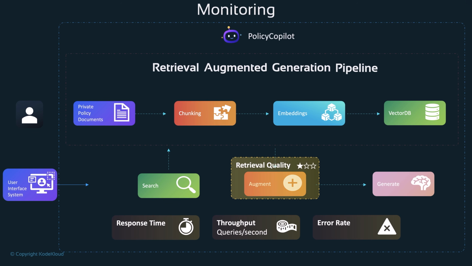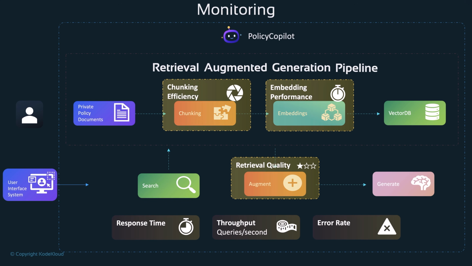Retrieval quality measures how relevant the returned chunks are to the user's question. Embedding performance tracks how long it takes to generate vectors. Chunking efficiency monitors how well we're breaking up documents. We set alerting thresholds to know immediately when something goes wrong.